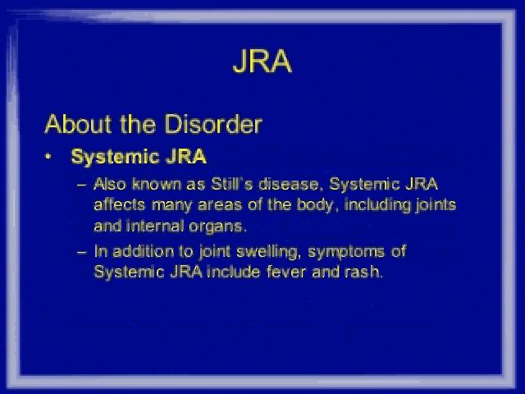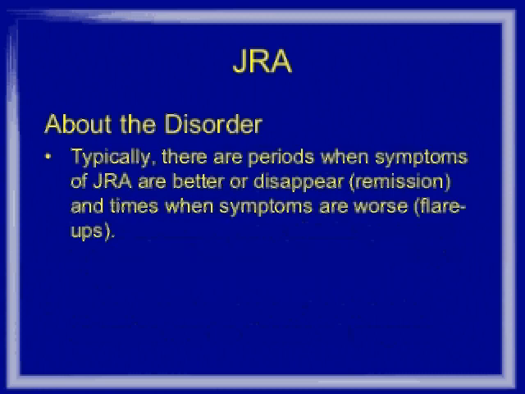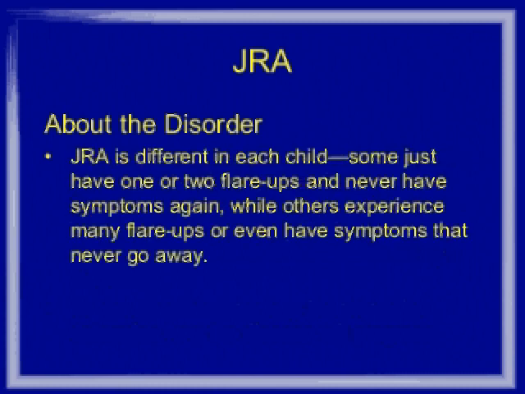In JRA, periods when symptoms are better or totally disappear are called remission. When the symptoms are worse, it's referred to as a flare-up. Each child with JRA is different. Occasionally, 1 or 2 flare-ups occur and they never have symptoms again, while others have many flare-ups and sometimes symptoms never go away.